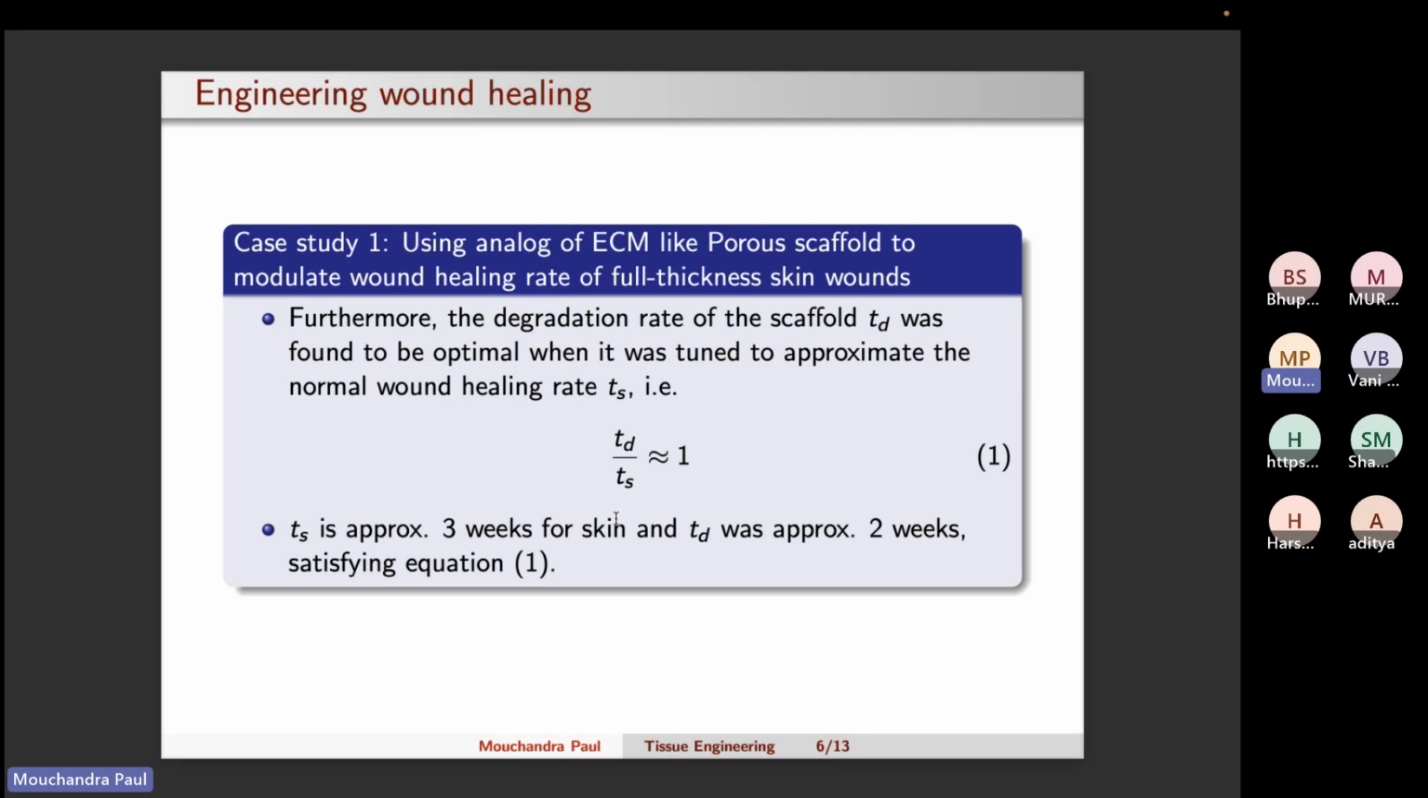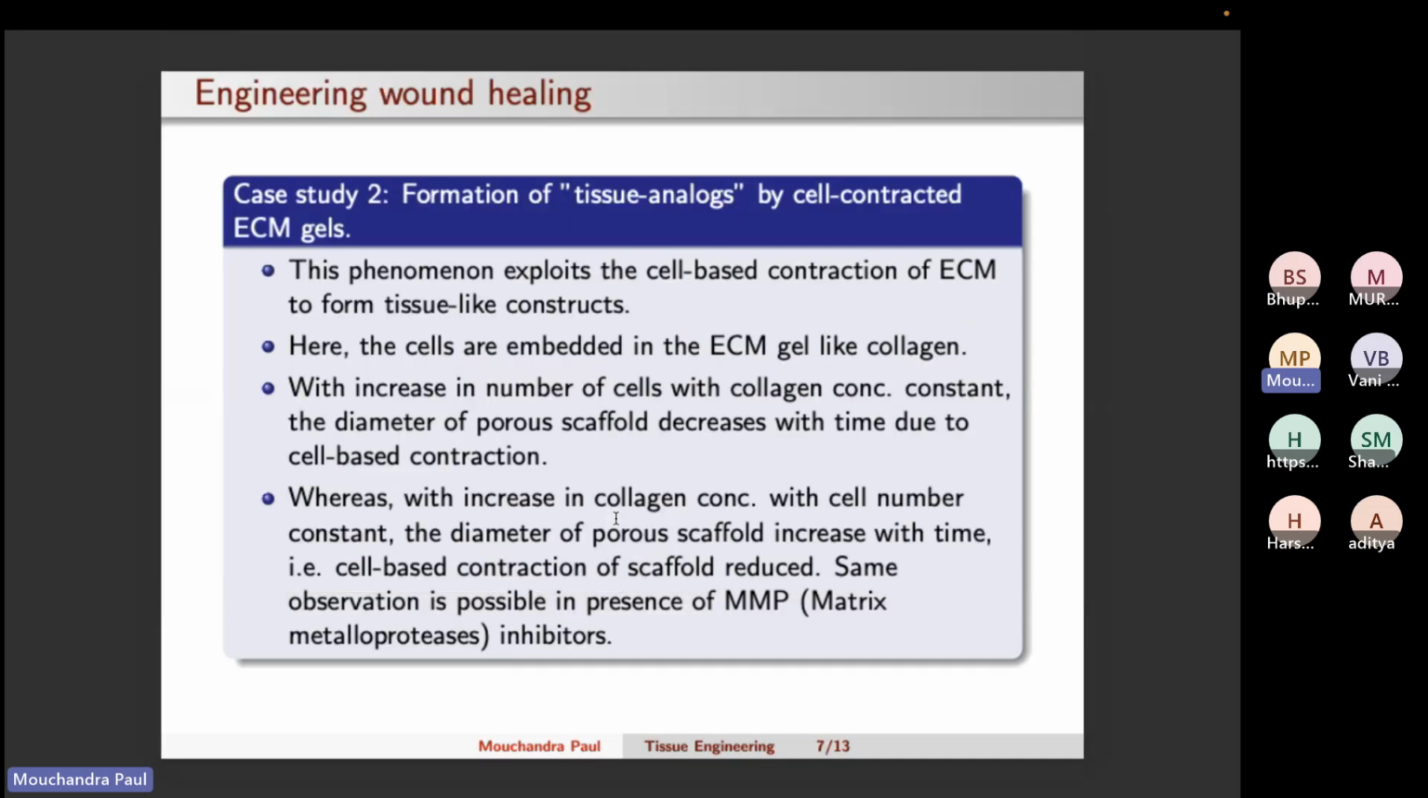They saw that when this criteria was fulfilled, they were able to modulate the wound healing rate in such a way that both the delay in wound contraction happened as well as the dermal regeneration happened in a much better way. So are there any doubts in this particular case study? All right, so we'll move on.